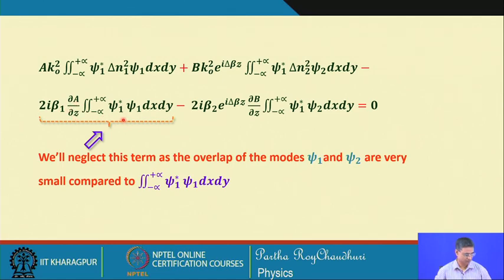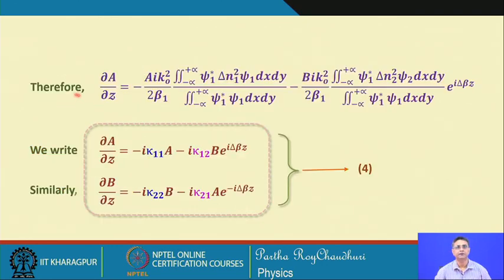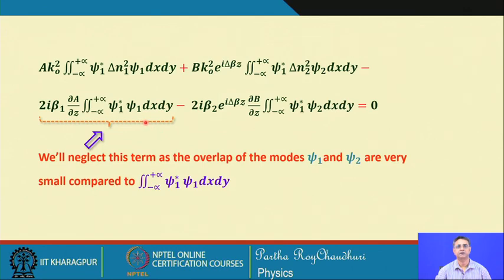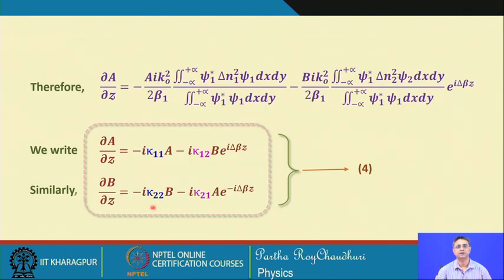So this term we can neglect, and then this can be represented by del a del z is equal to this quantity. We can write this equation: del a del z is equal to i kappa 1 1 a minus i kappa 1 2 b e to the power of i delta beta z. Similarly, we can write for the second part: del b del z will be equal to i kappa 2 2 b minus i kappa 2 1 a e to the power of minus i delta beta z.